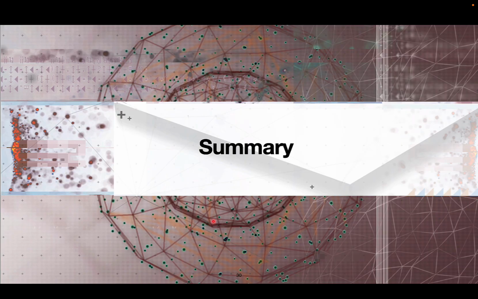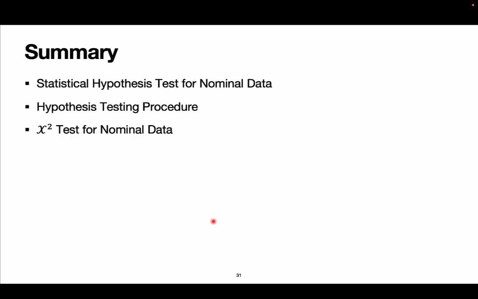In summary, we covered the statistical hypothesis test for nominal data, and we worked our way through the hypothesis testing procedure, where we focused on the chi-square test for nominal data.